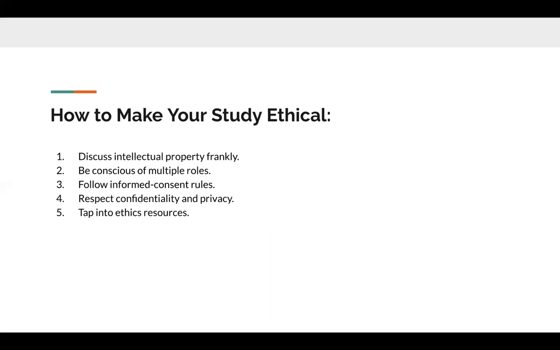How to make your study ethical. One, you should discuss it. You should also think about the multiple rules, follow informed consent rules, respect privacy, and then tap into the ethics resources. I always suggest seeing if somebody else thinks that your hypothesis is also ethical before you submit it to the IRB, because the IRB application is very long and takes some time. And so it'd be nice to see if somebody else thinks that your study is going to be ethical before you put in such time with the application.